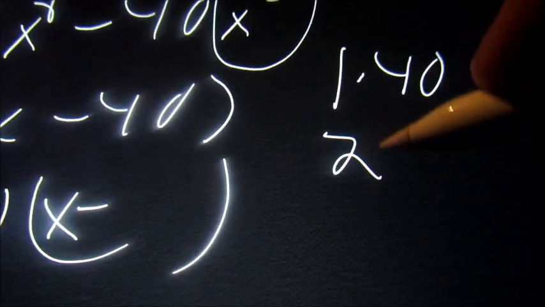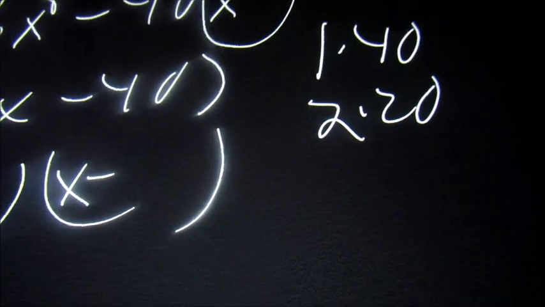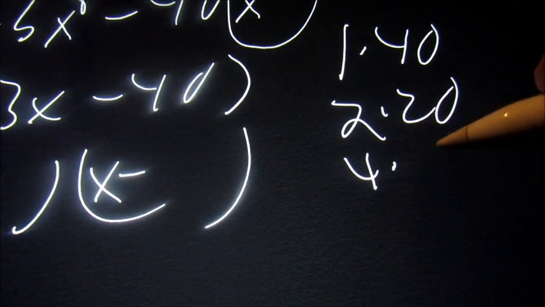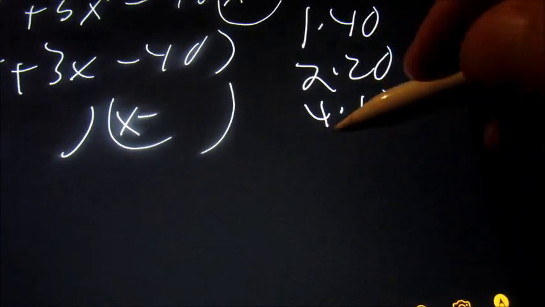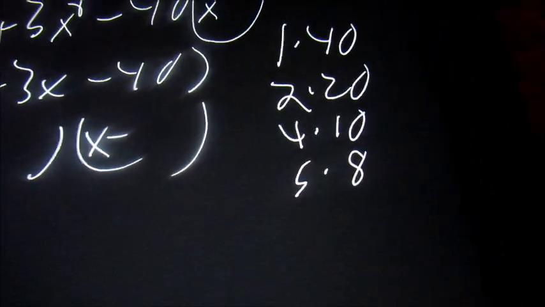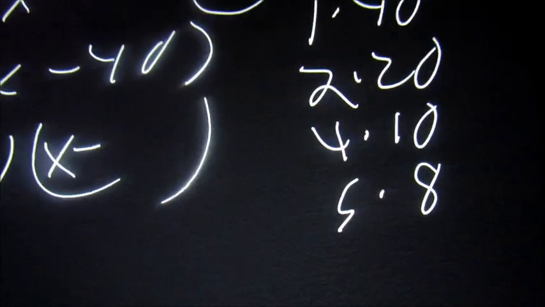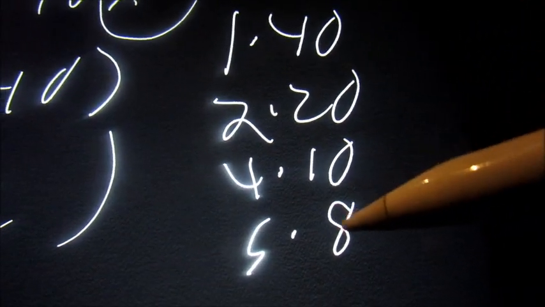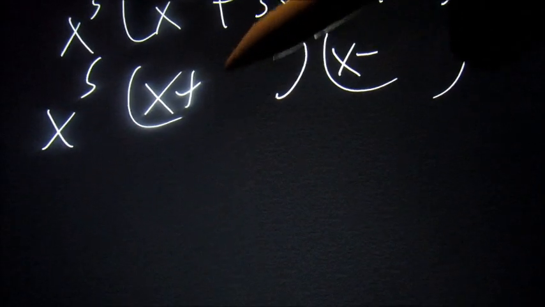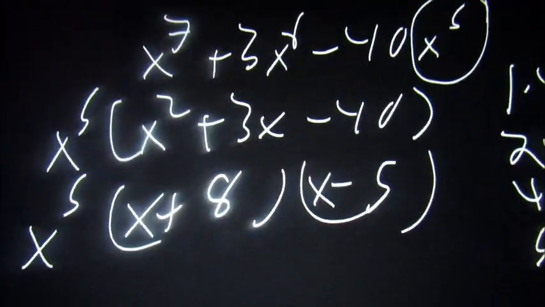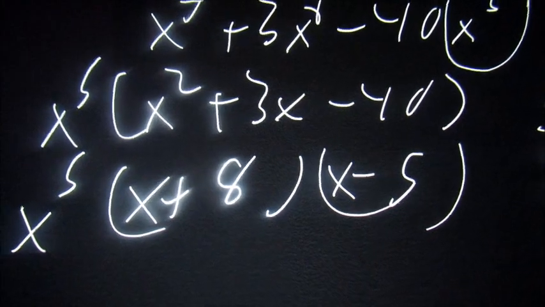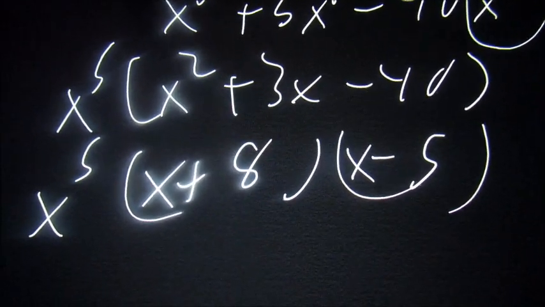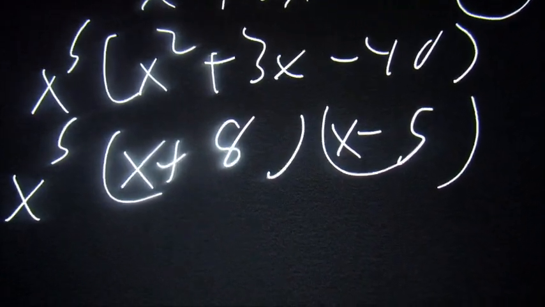So my choices are 1 times 40, 2 times 20, 3 doesn't work, 4 times 10, 5 times 8, 6 doesn't work, 7 doesn't work, and now I've caught up to the 8 here. So these are all my choices. The ones that will subtract to get to 3 are 8 and 5. And this will be the answer: x to the 5 times x plus 8 times x minus 5.